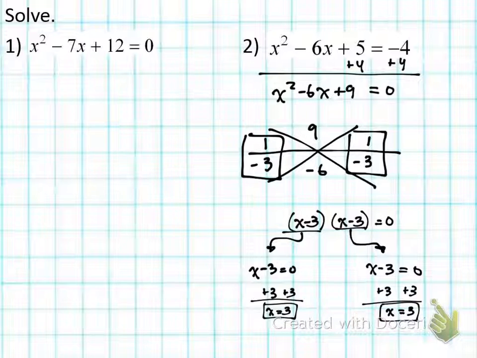So you'll find that you'll always have 2 answers for quadratics. You might have 2 of the same real answer, 2 different answers, or you'll have 2 imaginary answers. We'll talk about that later, okay? But that's how you do numbers 1 and 2. Questions on 1 or 2?